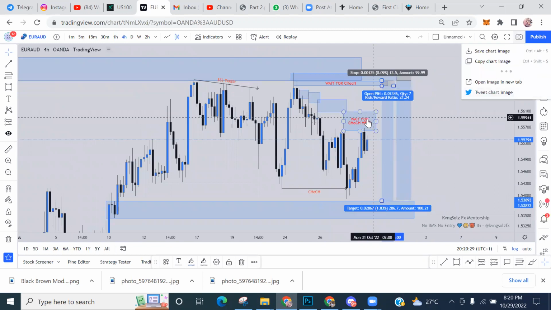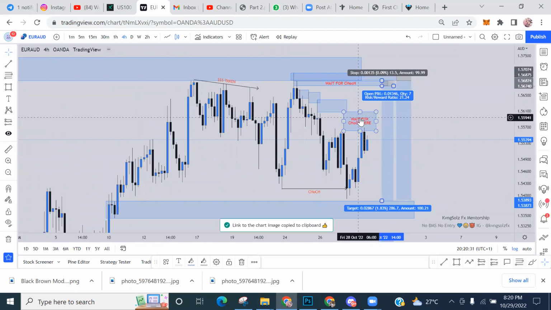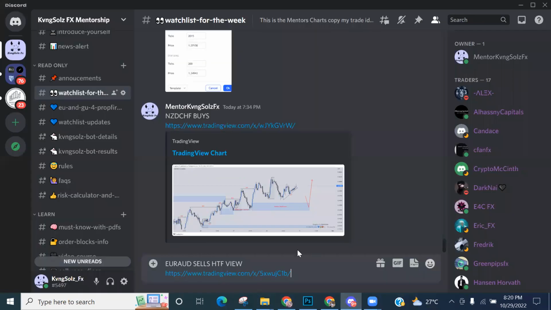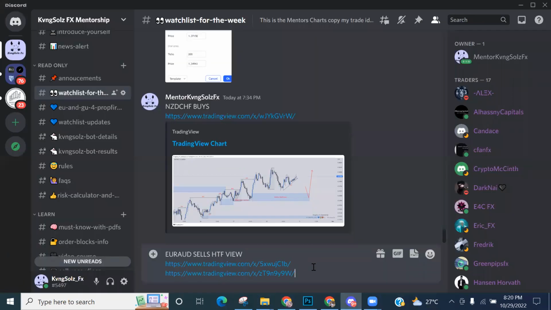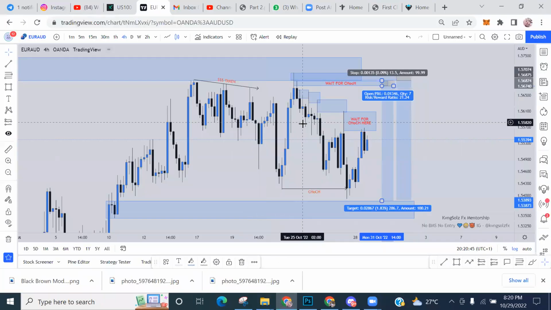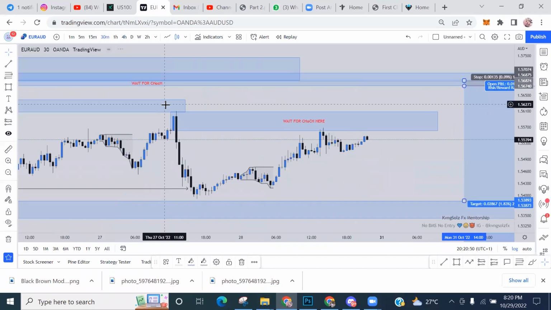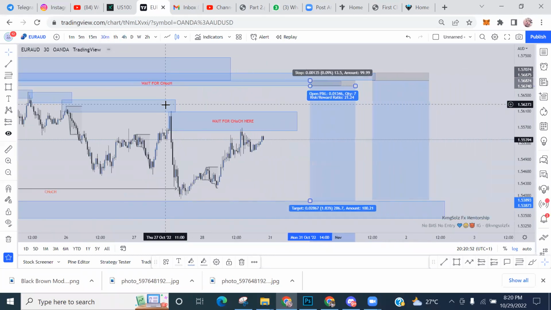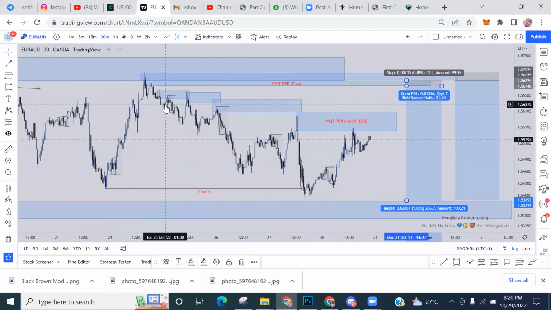So remember, change of character here. If we see it because of this flow, then we'll short from this point. Or if we don't see it, then we'll short immediately from here. On the 15 minutes, we use 30 minutes, right, for entry?